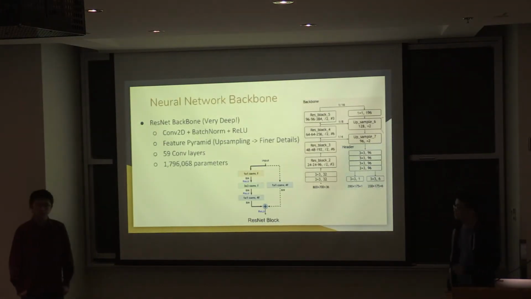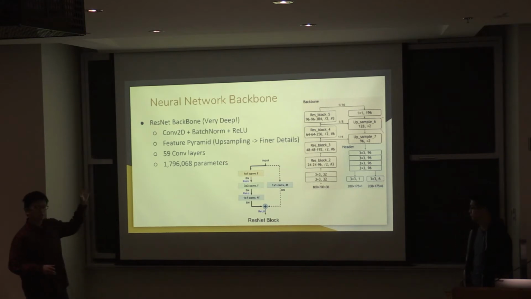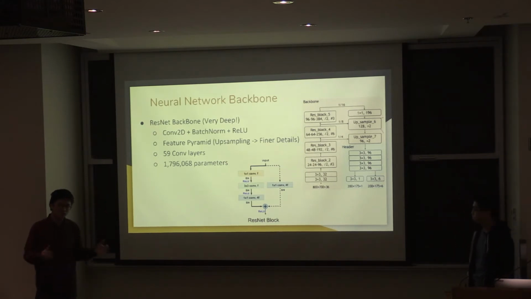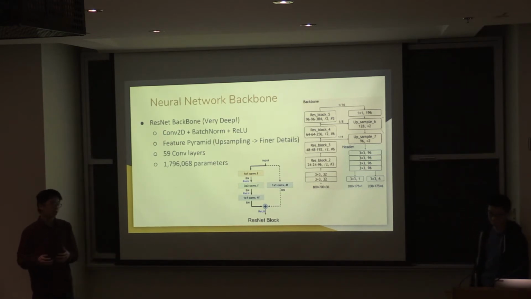Our neural network model is inspired by a design from Uber ATG in Toronto. The first part of our network is a ResNet backbone. It is made of over 50 convolutional layers, and each layer contains a bunch of 2D convolutional layers, batch norm, and ReLU activation functions, organized in this ResNet block, which allows us to train such a deep neural network very, very efficiently.